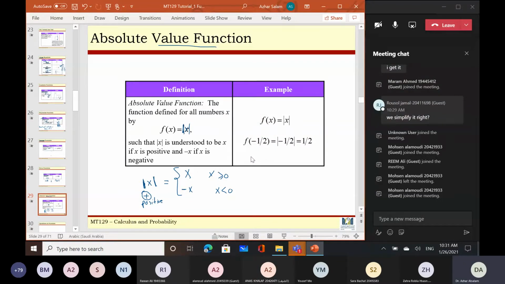For example, if I have the absolute value of 2, it is positive, so it's 2. The absolute value of minus 2, here I have minus, so this is negative. I multiply it by a negative sign, so I have the positive sign for 2. Okay, it's like a measurement.